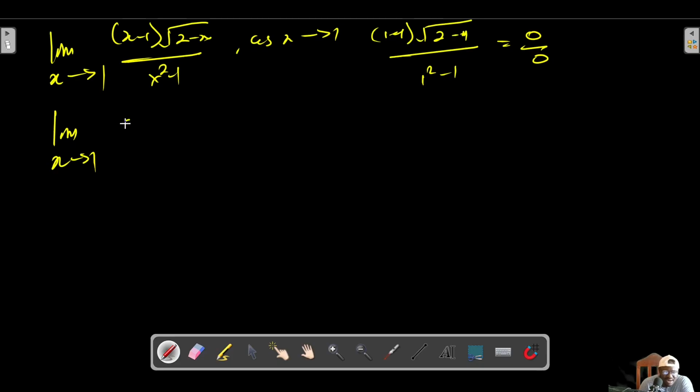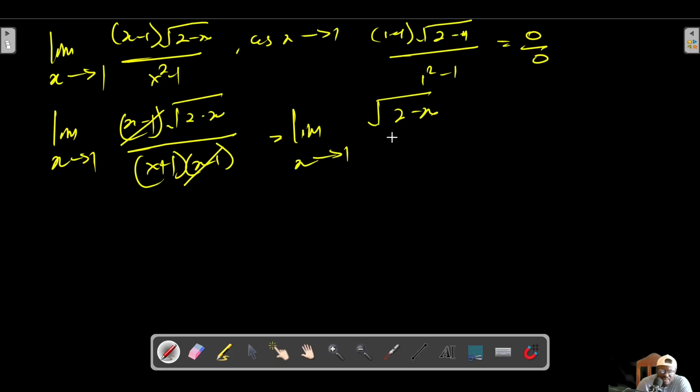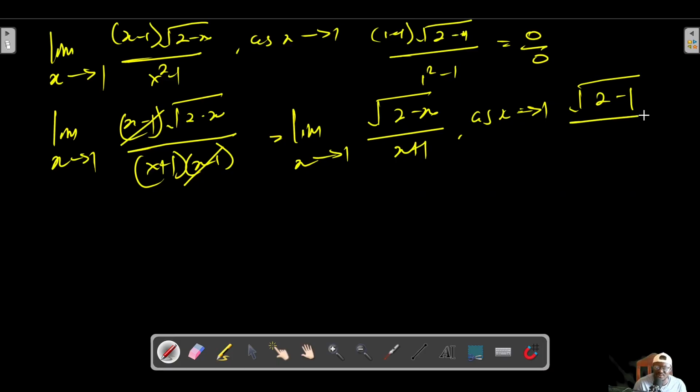So we can factorize the denominator to get (x + 1)(x - 1). So this cancels out this. We end up with the limit as x approaches 1 of the square root of (2 - x) divided by (x + 1). So as x approaches 1, what do we get? We get the square root of (2 - 1) divided by (1 + 1).